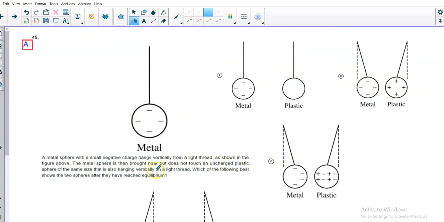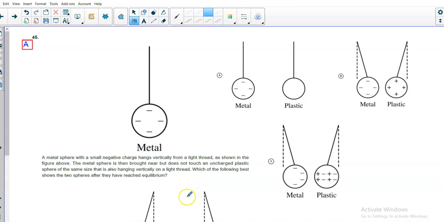A metal sphere with a small negative charge hangs vertically from a light thread, as shown in the figure above. The metal sphere is then brought near but does not touch an uncharged plastic sphere, of the same size, that is also hanging vertically on a light thread. Which of the lines best shows the 2 spheres after they've reached equilibrium?